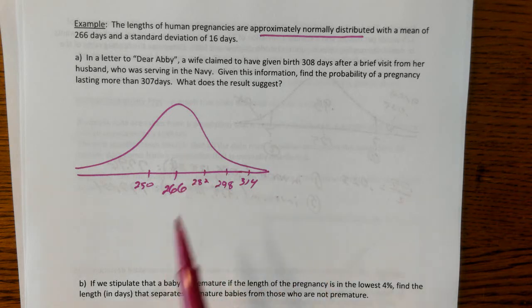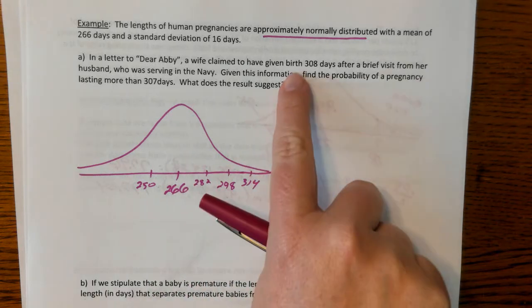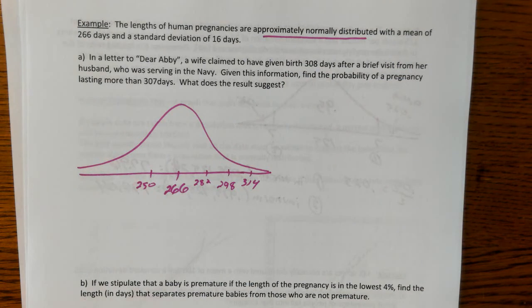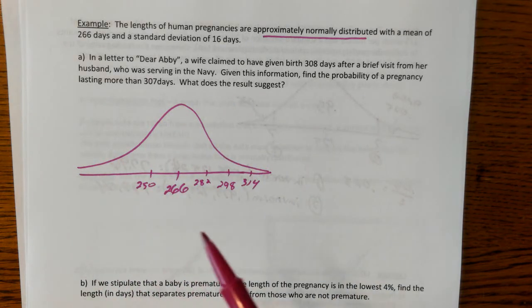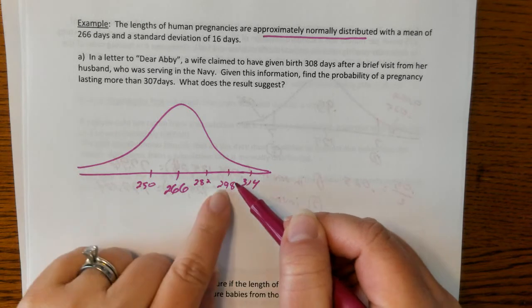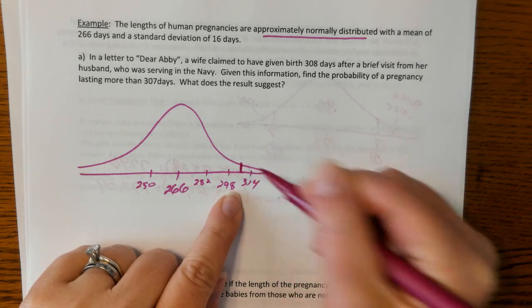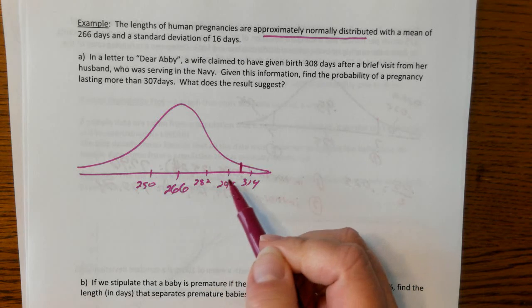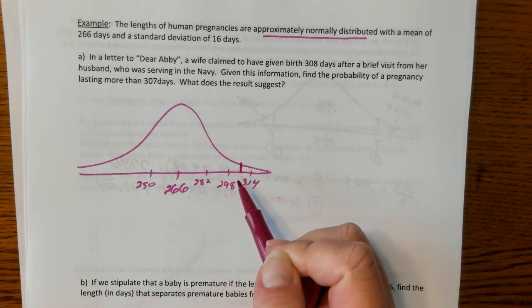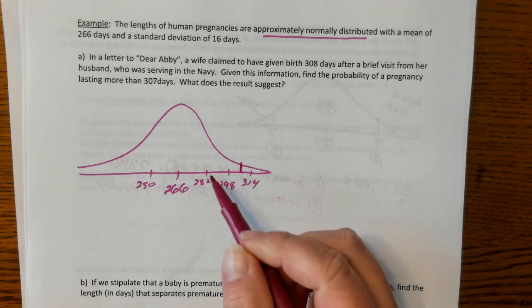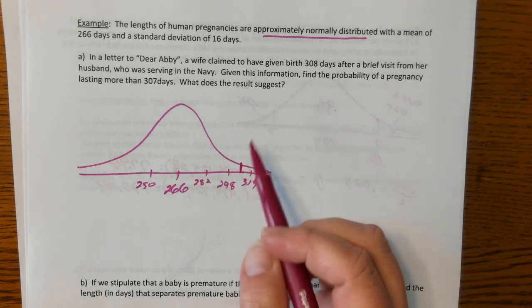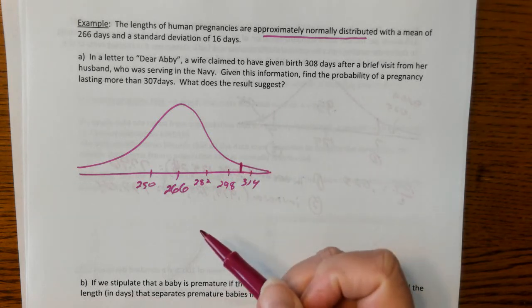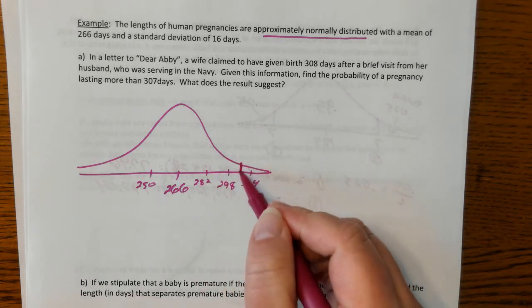So now think about this here. She gave birth 308 days after her husband came home from the Navy. So he came home from the Navy, and then apparently he went back because he was just there for a brief visit. So 308 days is like right in here. So she had a really long pregnancy, or perhaps her husband is not the father of the baby. That's what they're getting at. They don't say that in words, but that's what they're getting at. So 308 would be around here.